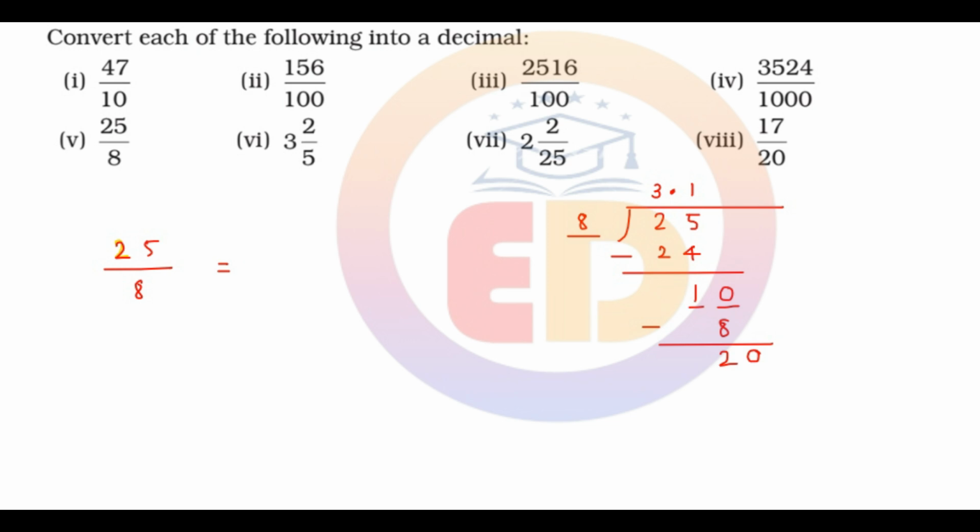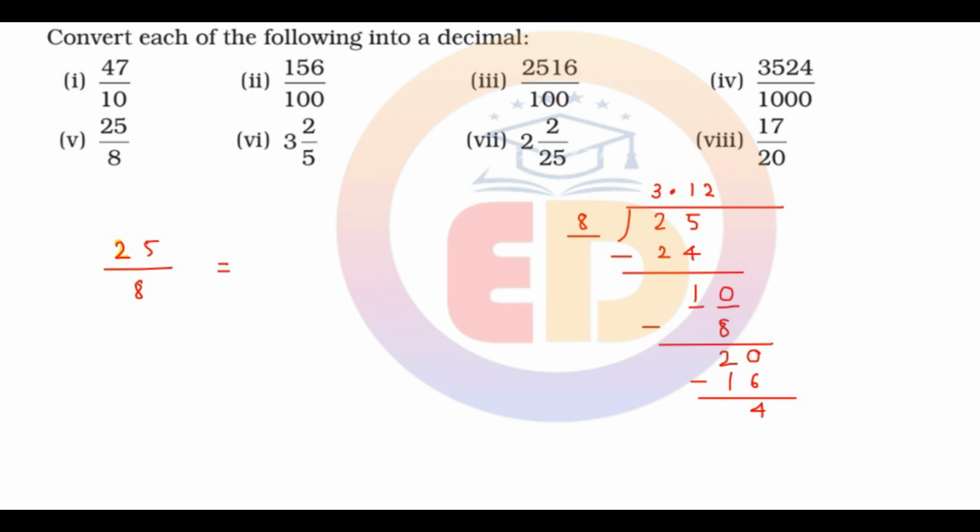Now remember, since we already have placed a decimal point in the quotient, no need of placing one more decimal point. Once you have a decimal point in the quotient, you can add as many zeros as you want, one at a time only. So now my number becomes 20. 8 will go in 20 2 times, as 8 2s are 16. Subtracting, I get 4.